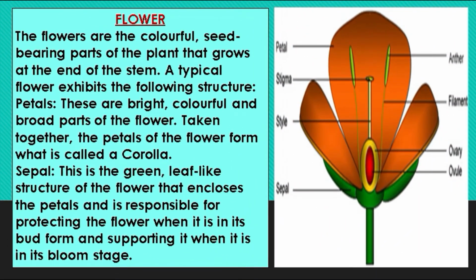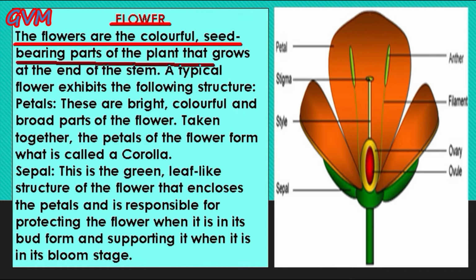Now students, the next important part of a plant is the flower. And in fact, we can say it is an important part of a plant. Students, flowers are the colorful seed bearing parts of the plant, and generally it grows at the end of the stem. Students, a typical flower exhibits petals and sepals as its structure.